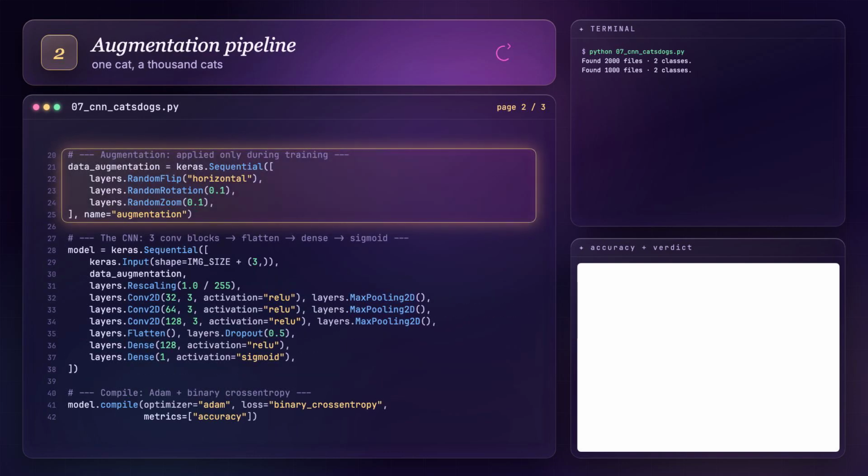Next, augmentation as its own little sequential model. Random flip mirrors left to right. Random rotation tilts up to 10% of a full turn. Random zoom pushes in or pulls out by 10%. We keep it as a separate block so it runs only during training. At prediction time, Keras puts these layers in inference mode and they pass the real photo through untouched.